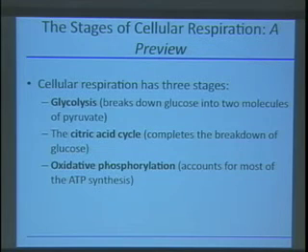And once that occurs, the products of the citric acid cycle are then used to drive oxidative phosphorylation. And this is where ATP synthesis, for the most part, is occurring. Okay, so most of the actual production of ATP is occurring at this last step of cellular respiration right here.